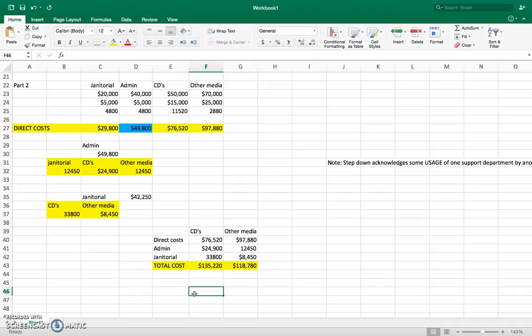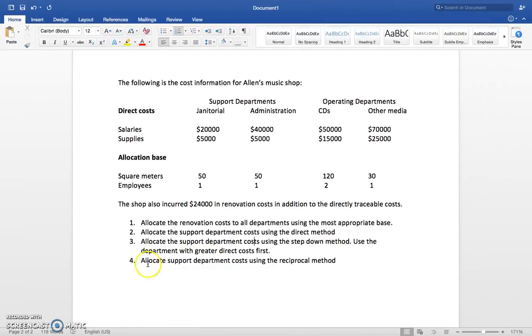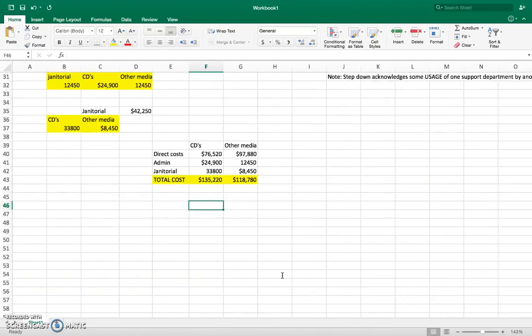All right. So let's start off with what the reciprocal method is. That is the fourth part, just mind you. Allocate support department costs using the reciprocal method. So the reciprocal method recognizes that all support departments use each other's services. It's the best method to use because it's the most accurate, the one that gives the most accurate results. And it gives a better allocation based on usage. Okay, so in the reciprocal method, you're going to be using simultaneous equations.